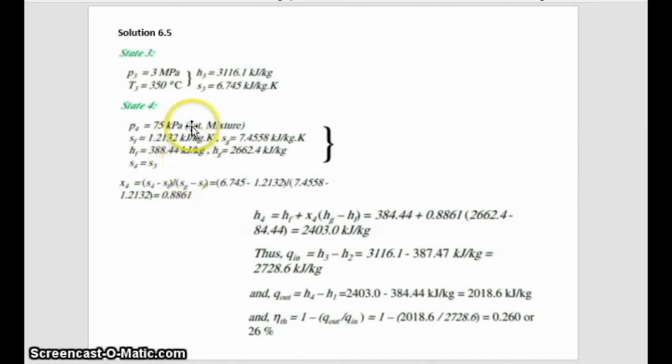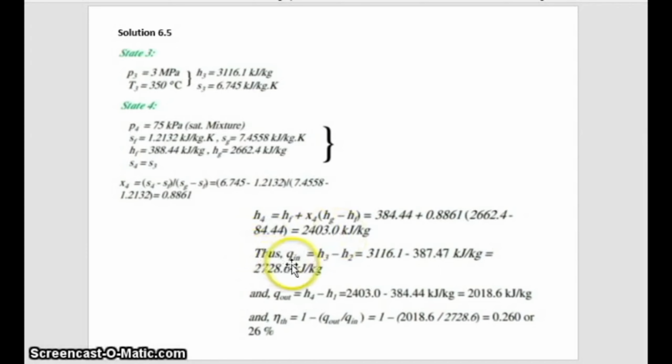When it is in the mixture region, you have to find the value of quality x, because this value of quality will be used in the equation to find h4. h4 is equal to hf plus x4 times hg minus hf at pressure 75 kilopascal. So put all the values that you have into this equation, then you will get h4.